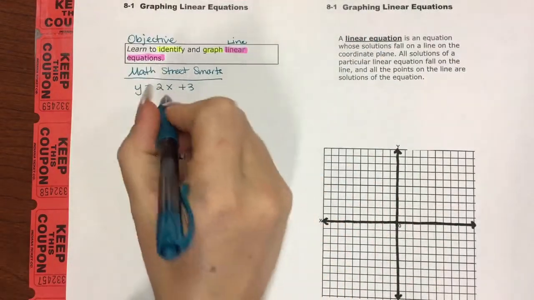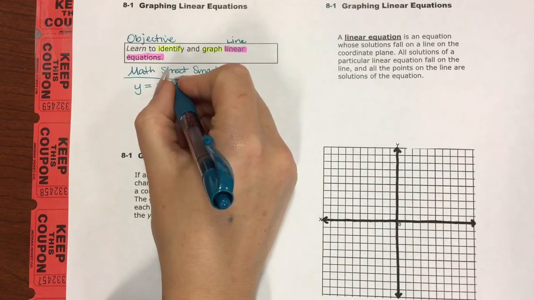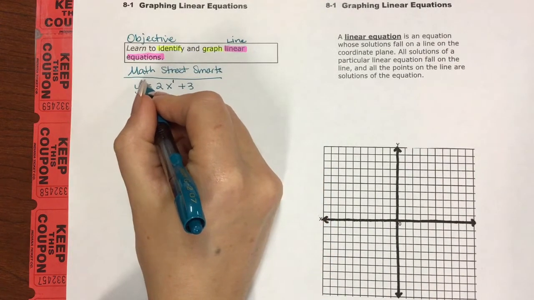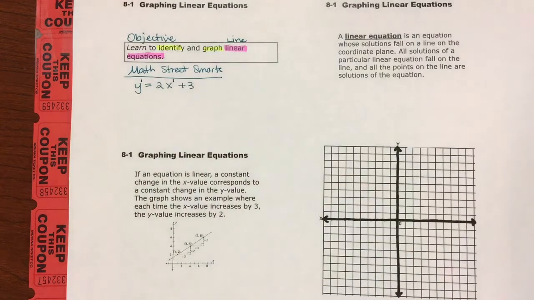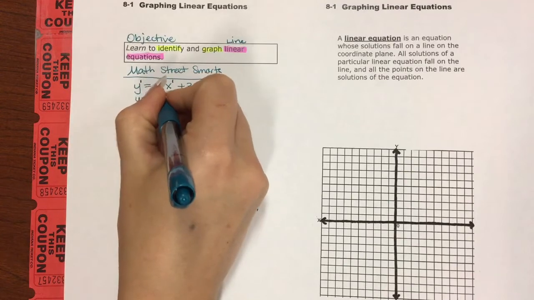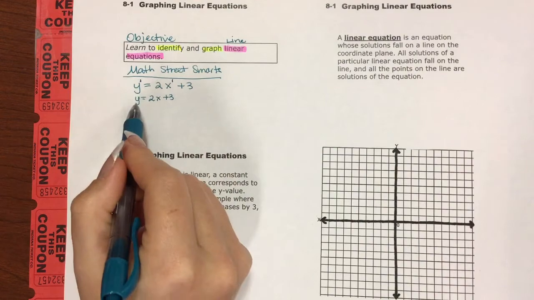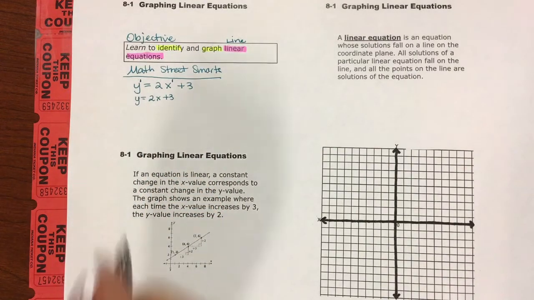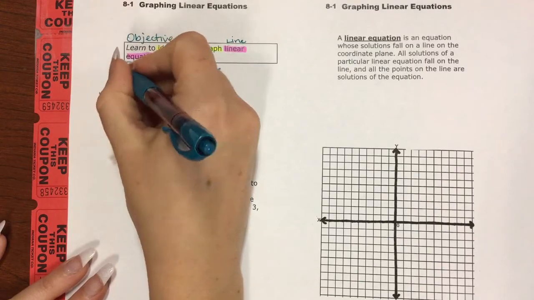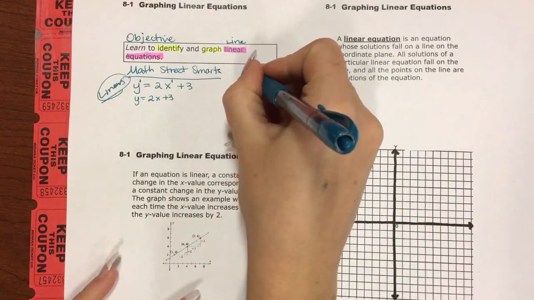Now, when I say regular x and regular y, what I mean is that there's nothing there. When there's nothing there, that means it has an exponent of 1. Here and also here, there's nothing, which means there is an exponent of 1, but nobody ever writes equations like that. They just write it as y equals 2x plus 3, and it's understood that this is an x with an exponent of 1 and a y with an exponent of 1. So these are linear.